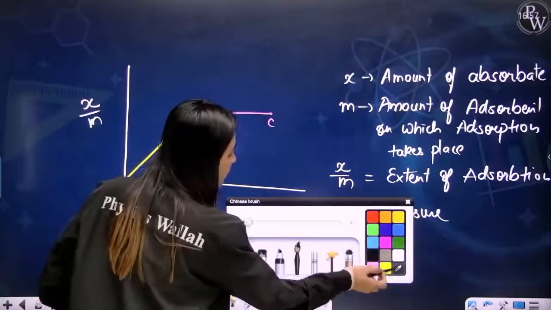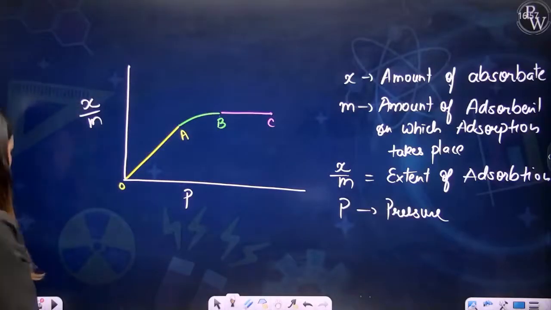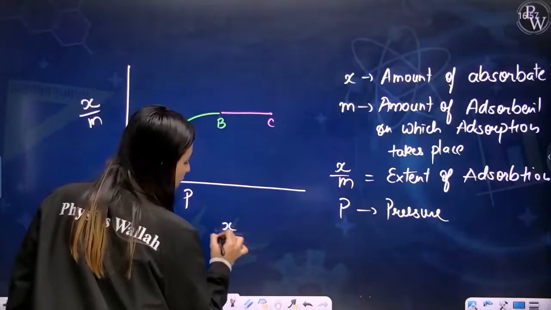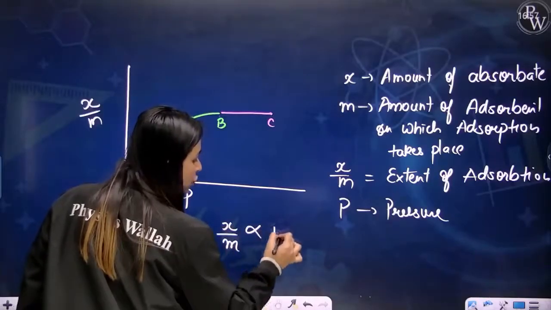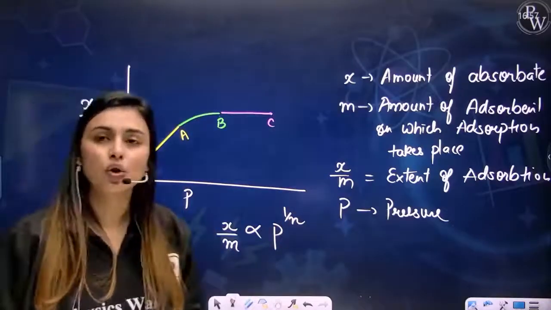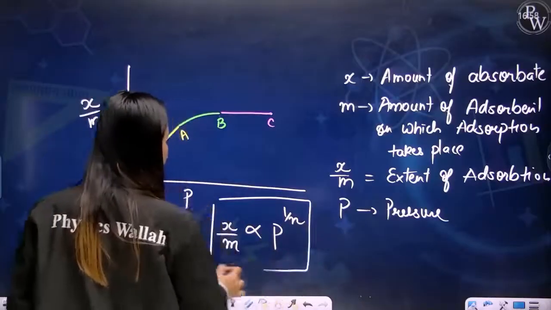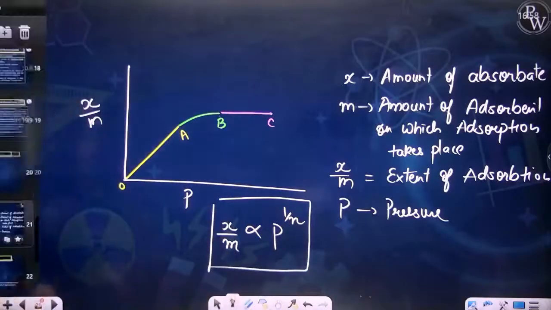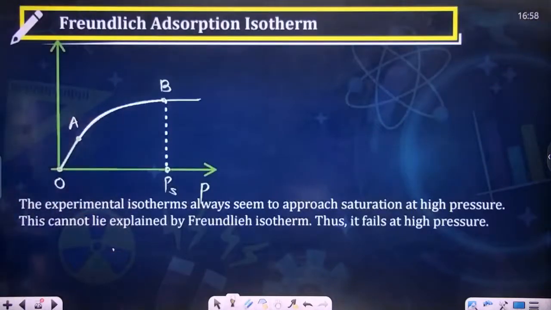Freundlich gave the relation between the adsorption and pressure by giving an equation that is X upon M is directly proportional to the pressure raised to the power 1 upon N, where N is a constant value. Okay, this was the relation given to you by Freundlich. Okay, so now we will be understanding this. So this was the plot. I just made this plot for you.